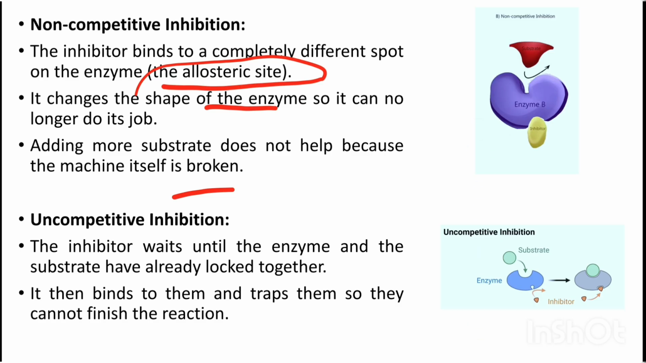And uncompetitive inhibition. Here the inhibitor waits till the enzyme and substrate have already locked together, because this type of inhibitor binds to the enzyme-substrate complex. It binds to the enzyme-substrate complex and traps them so they cannot finish the reaction or form the product.